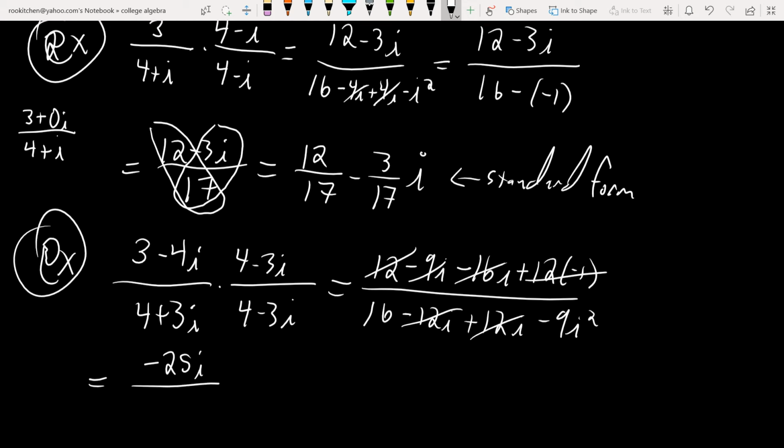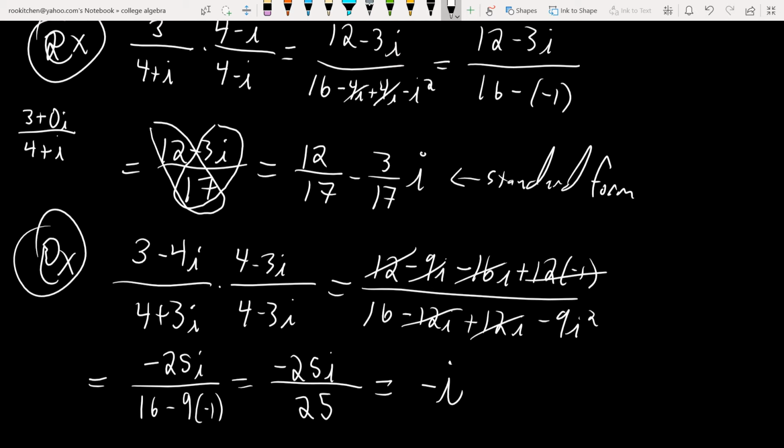Downstairs, the 12i's are additive opposites. I have 16 minus 9i squared, which is the same as negative 1. So I have negative 25i all over 16, that'll be plus 9, which is 25. And then you could simplify that. Negative 25 over 25 is negative 1, so you just get negative i.